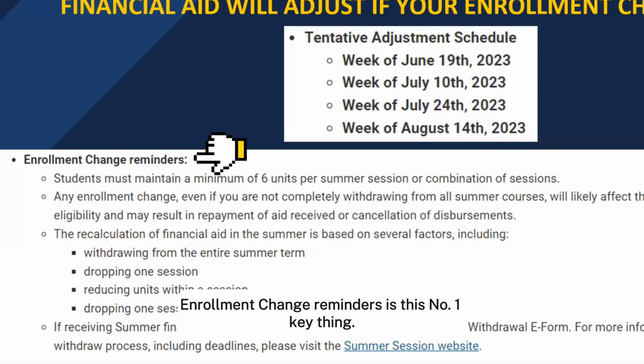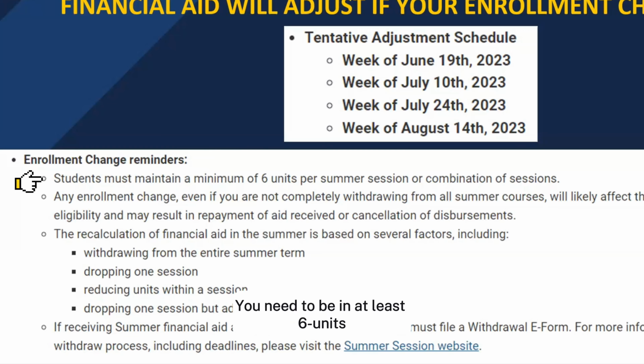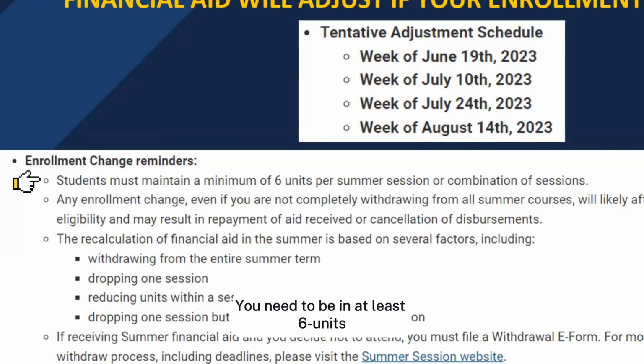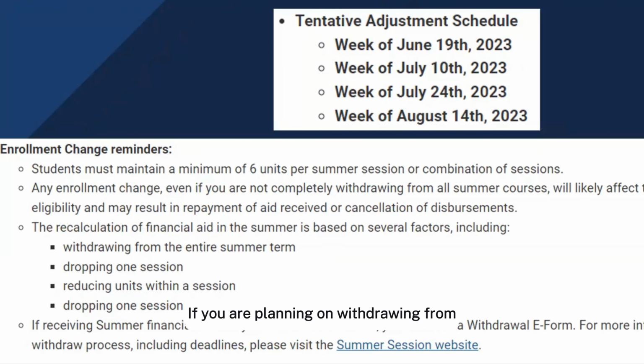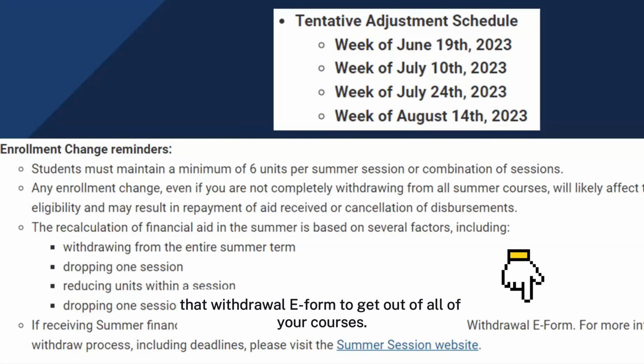Enrollment change reminders is this number one key thing. You need to be in at least 6 units in order to be eligible and to remain eligible for your financial aid. If you are planning on withdrawing from all of your summer courses, you want to make sure that you are using that withdrawal e-form to get out of all of your courses.